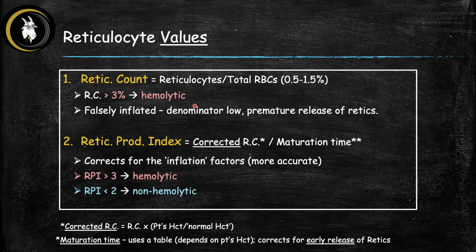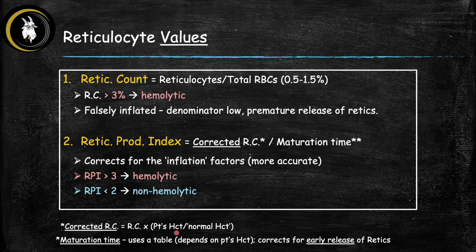Now, there's a little problem with the reticulocyte count, and it's because it's a percentage, so it is falsely elevated in anemia because our denominator is low since we have fewer total red blood cells in anemia, and also reticulocytes are released earlier from the bone marrow in anemia. So to get a more accurate sense of actual reticulocyte production, we can use this second value, which is the reticulocyte production index.